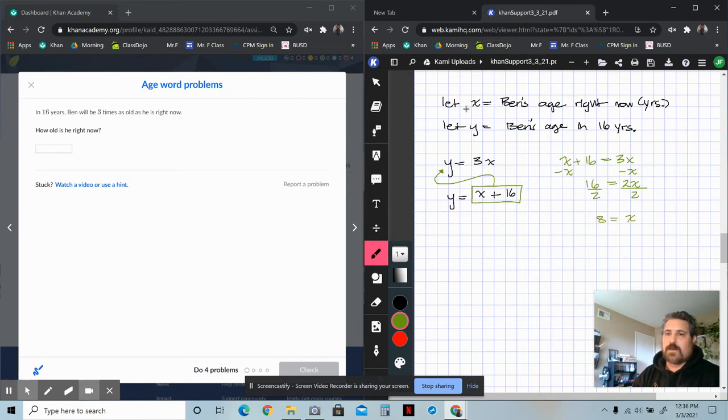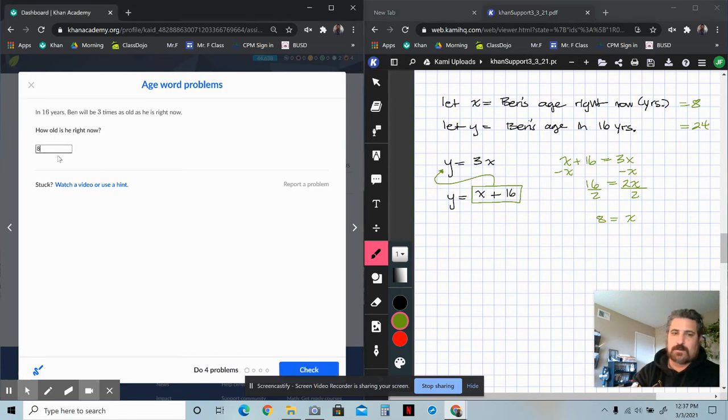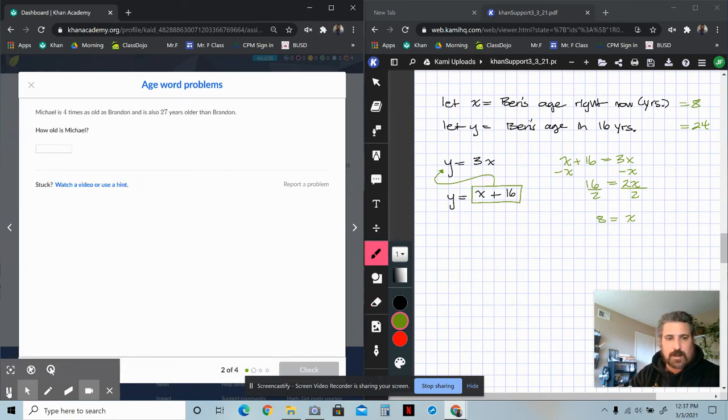So what does that mean? It means that X is 8. So how old is he right now? He's 8 years old. And then in 16 years, he'll be 16 plus 8, which is going to be 24 years old. And notice that his age in 16 years is 3 times bigger than his age currently. So the story makes sense. So it says, how old is he right now? He must be 8 years old. And that's how you do it. Let's start the next problem.